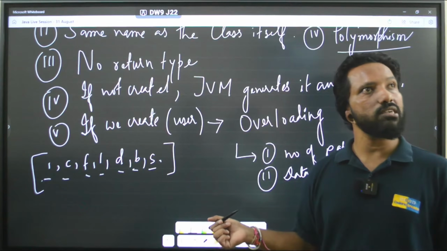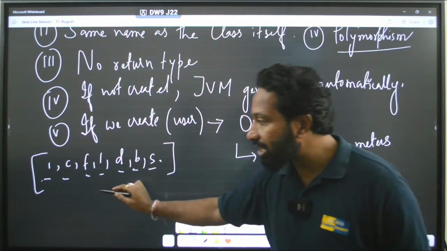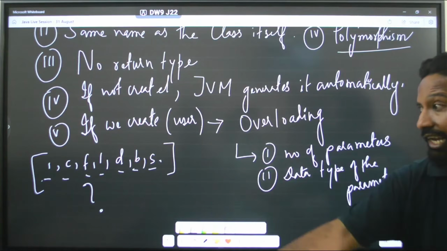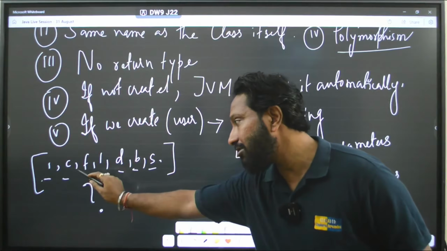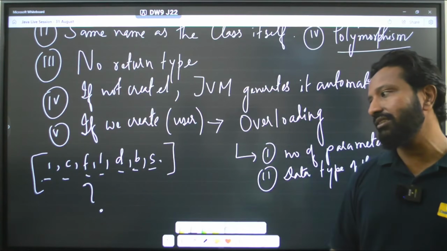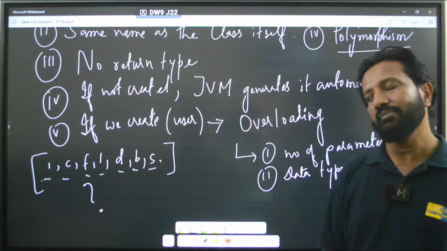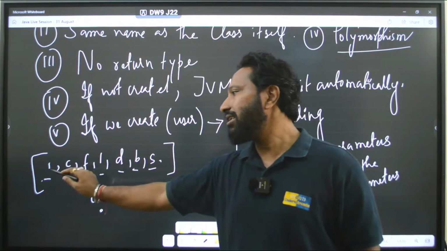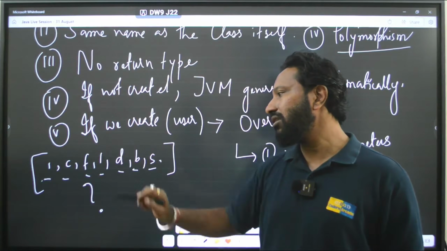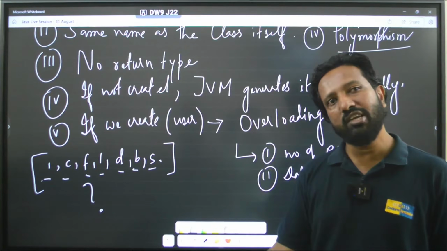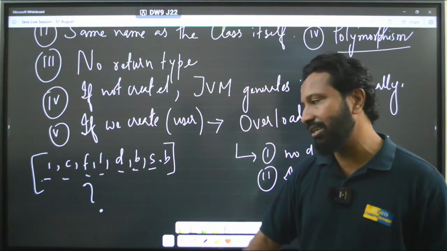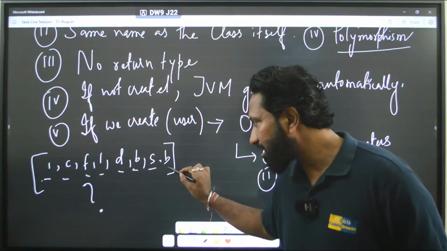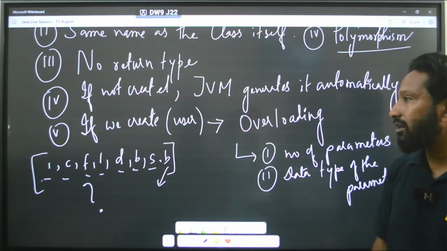Anyone? Nobody has told the answer. I'm still waiting. You have to tell me. There are 8 primitive data types. Out of that, 1, 2, 3, 4, 5, 6, 7 has been written. What is the last one? This is byte, short, int, char, float, double, long and what? Boolean. The Boolean data type. Yeah, Boolean, absolutely. Very good. Now let's go to this.